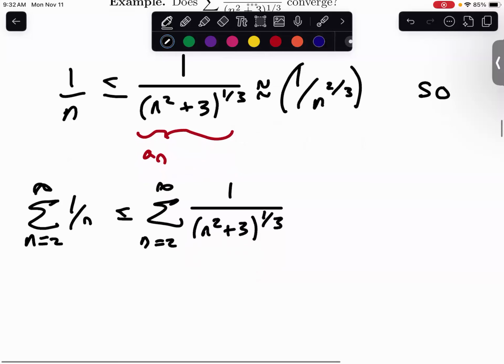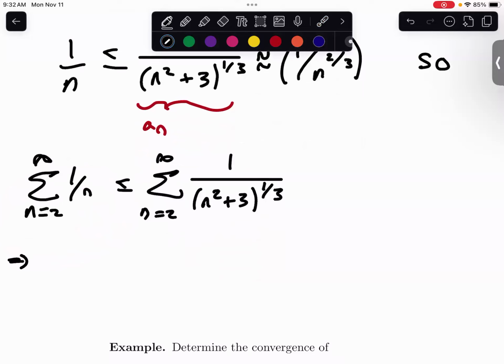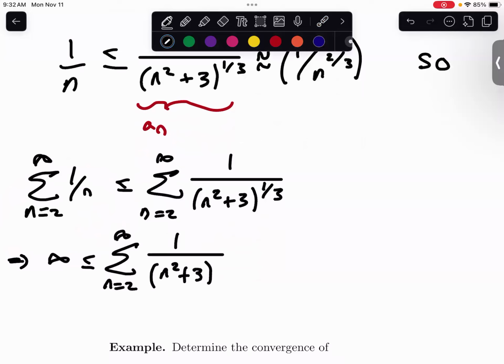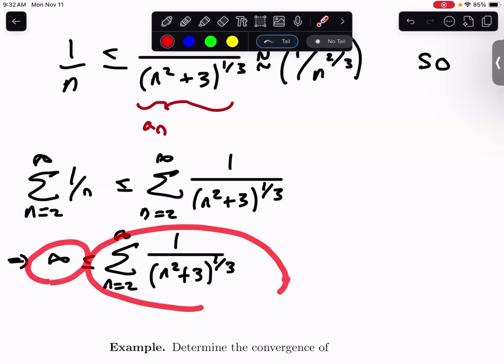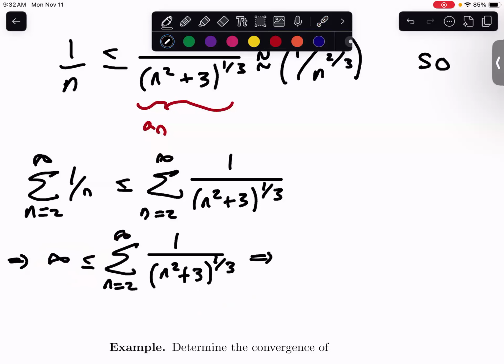The point is, this is a p series where p is equal to 1, so we know that this diverges already. What we're really saying is that infinity is less than or equal to the sum from n equals 2 to infinity of 1 over n squared plus 3 to the 1/3 power. If this is greater than or equal to infinity, it has to be infinity, and so this means that our series is going to diverge.